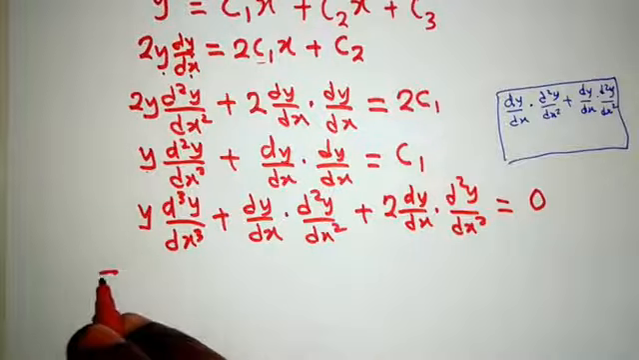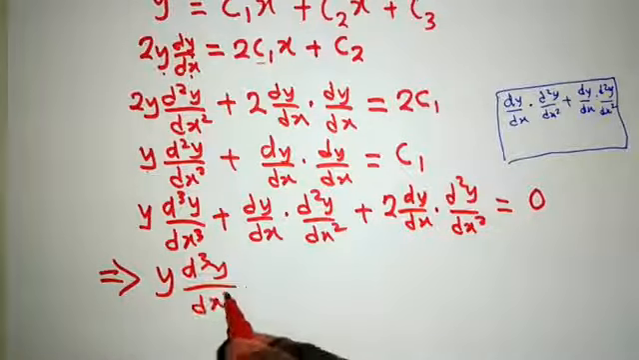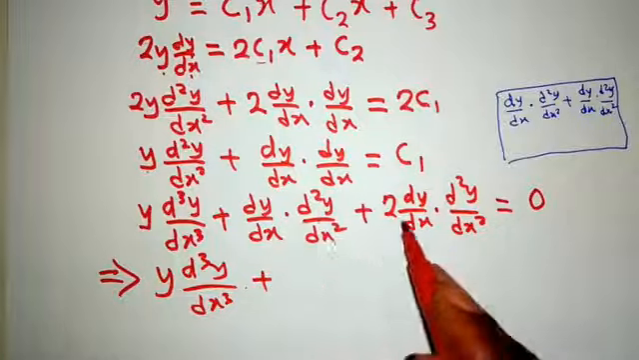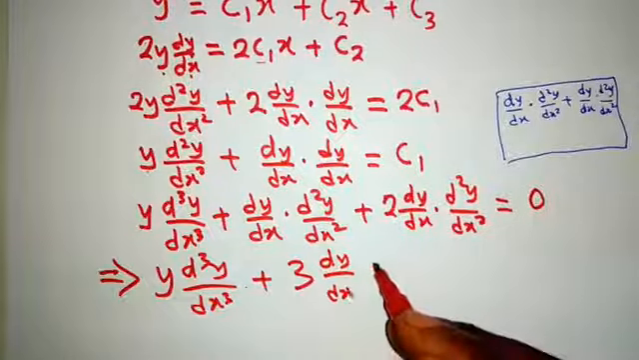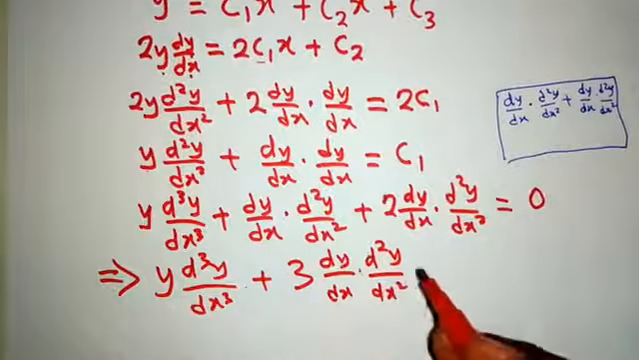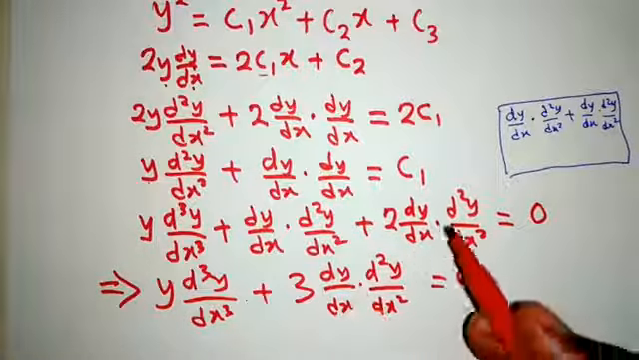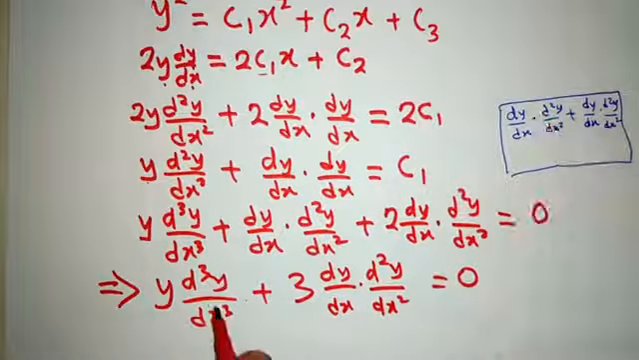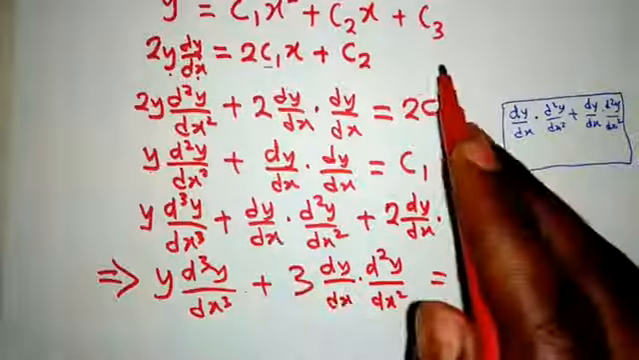So this implies that y d cubed y/dx cubed plus dy/dx times d squared y/dx squared plus this gives us 3 dy/dx d squared y/dx squared equals 0. And this gives the differential equation obtained from this equation. It's a differential equation of order 3 because we have 3 arbitrary constants.